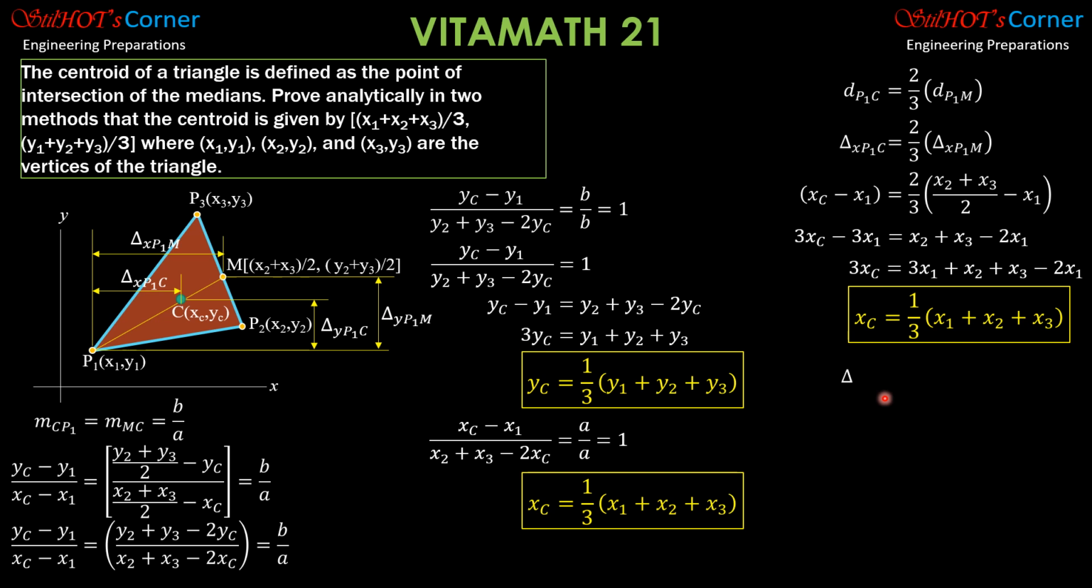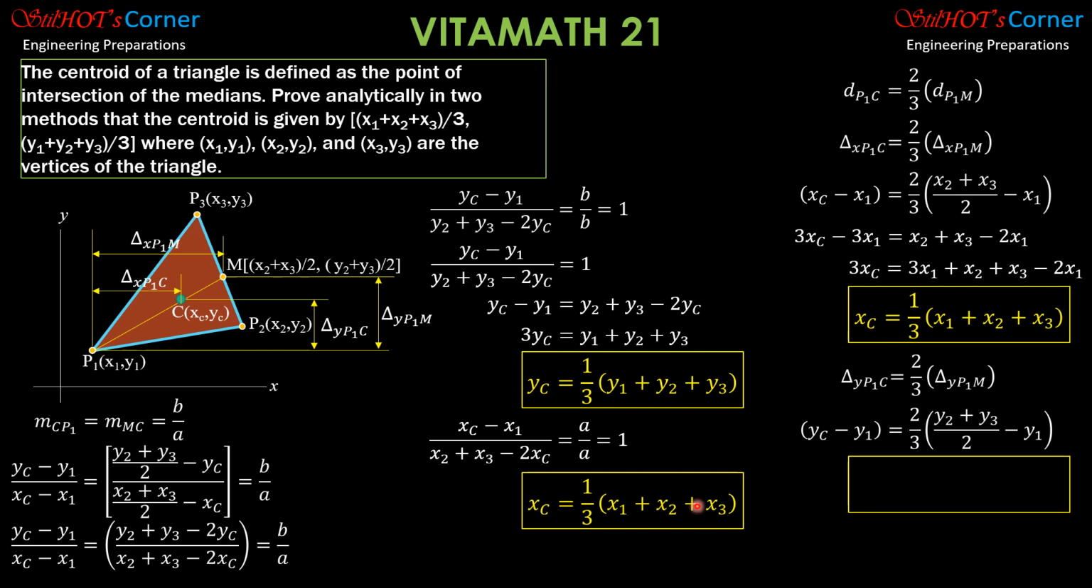So let's also do that for y. Delta y P1C equals 2/3 of delta y P1M, and we get the same results. Y sub c minus y1 equals 2/3 of the quantity (y2 plus y3) over 2 minus y1. And since this form is similar to that, then we jump to the conclusion that y sub c is really 1/3 of the quantity y1 plus y2 plus y3.